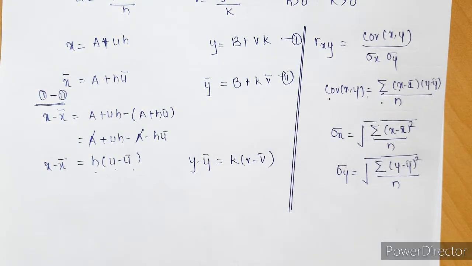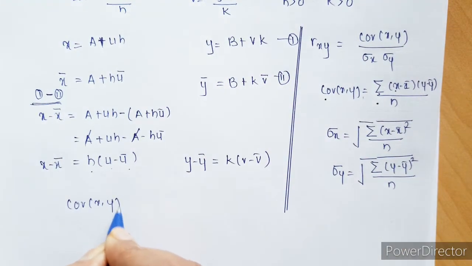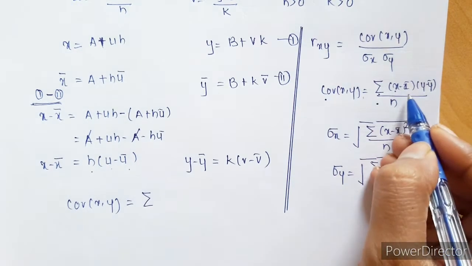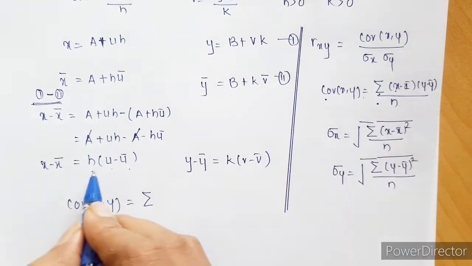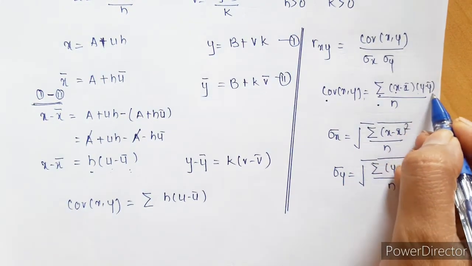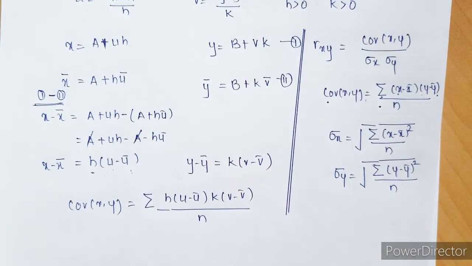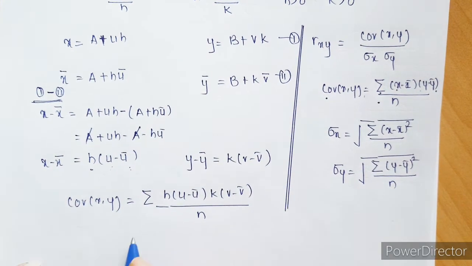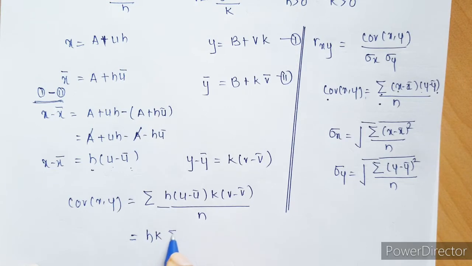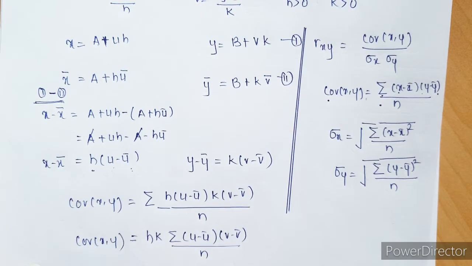Now let's move back to covariance. The covariance of x comma y is the summation of x minus x bar, which I am replacing by h times (u minus u bar), and similarly y minus y bar by k times (v minus v bar), divided by the total number of observations. Since h and k are constants, we can write them outside the summation. So we have h k times the summation of (u minus u bar) into (v minus v bar) divided by n. This is the covariance of x comma y.